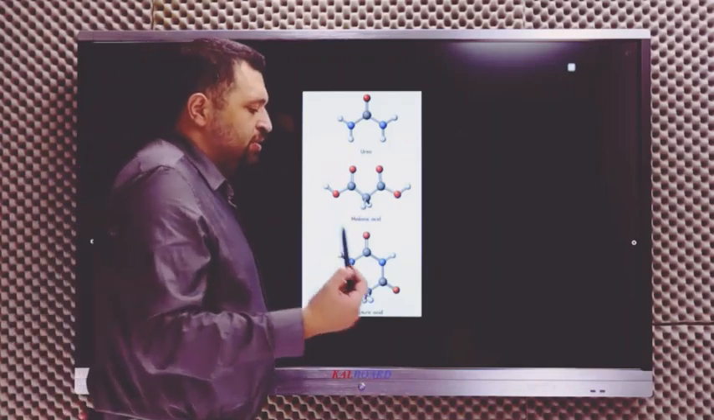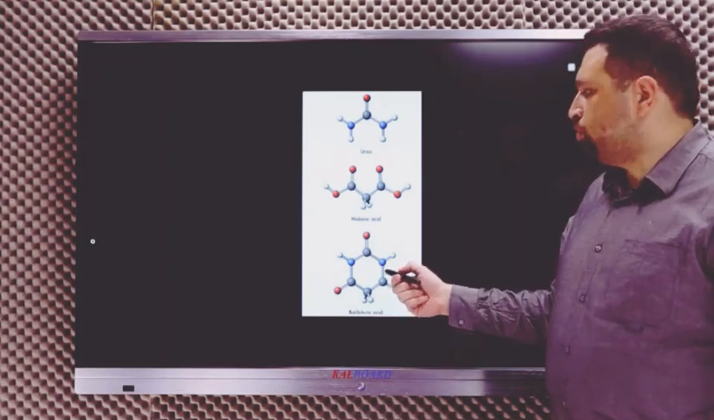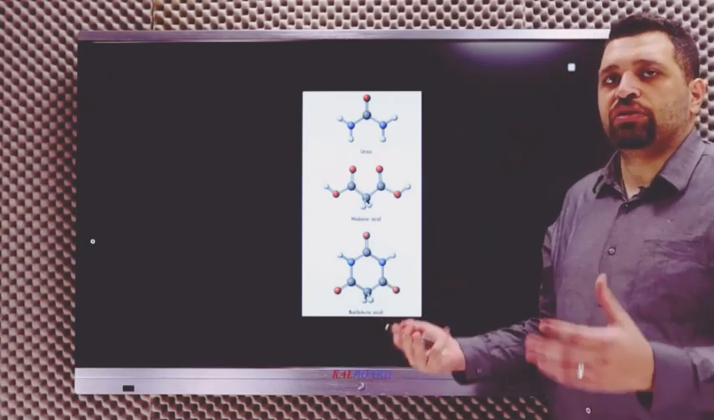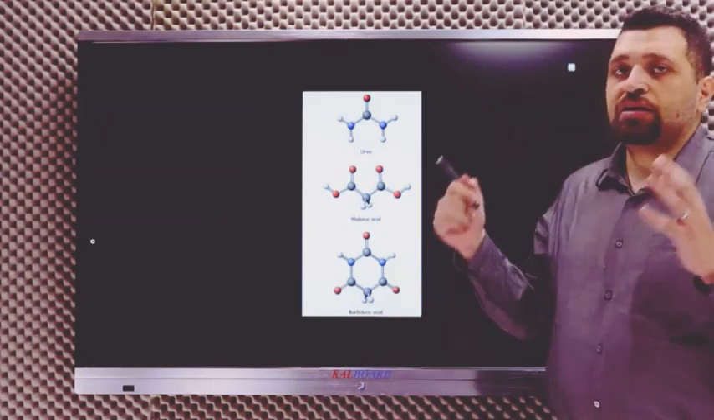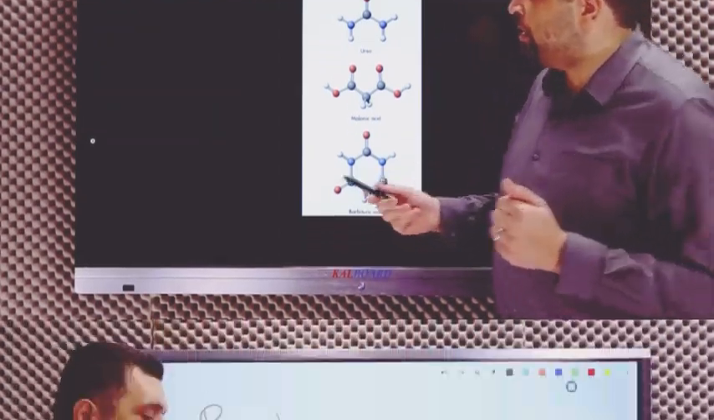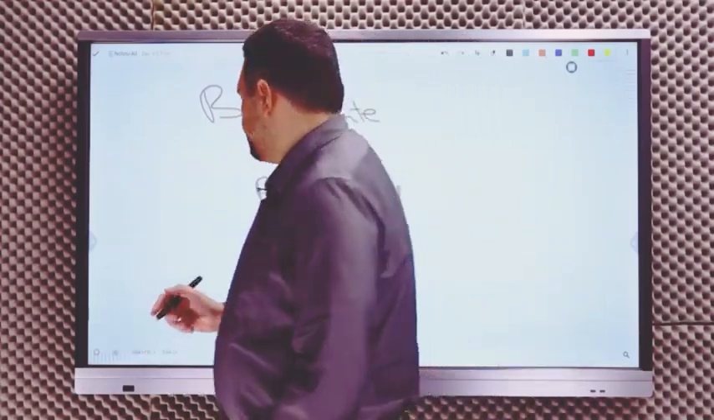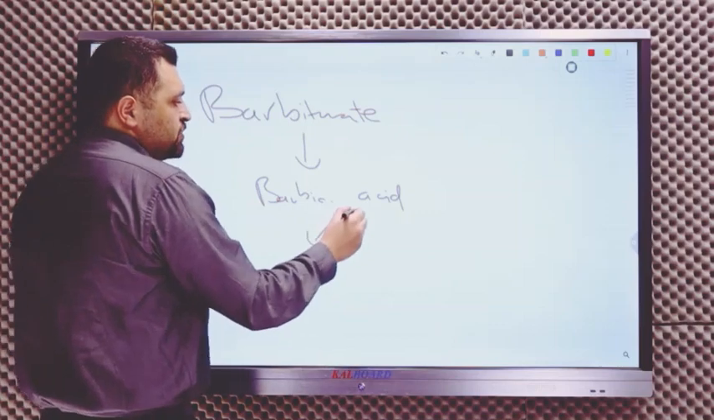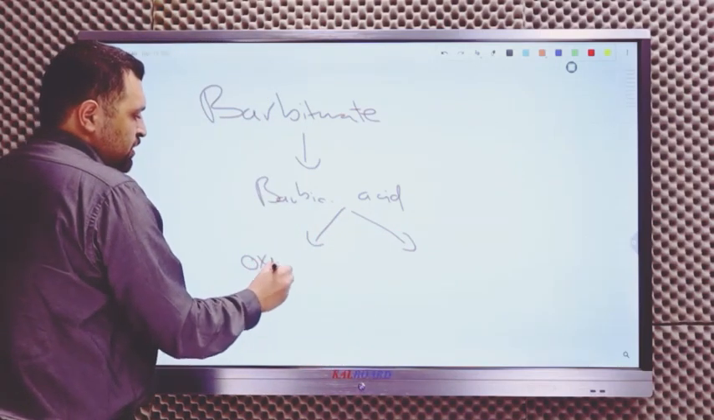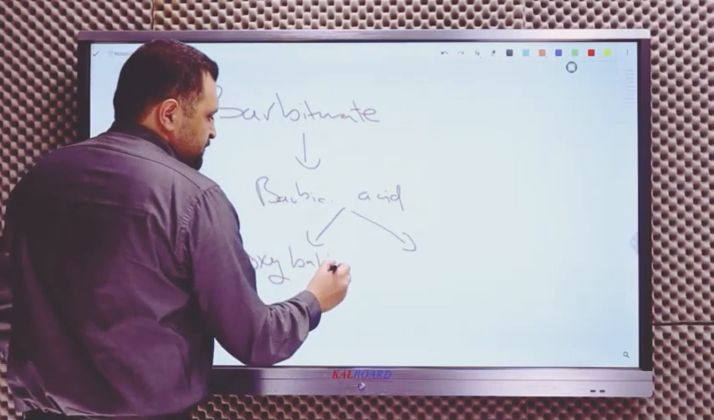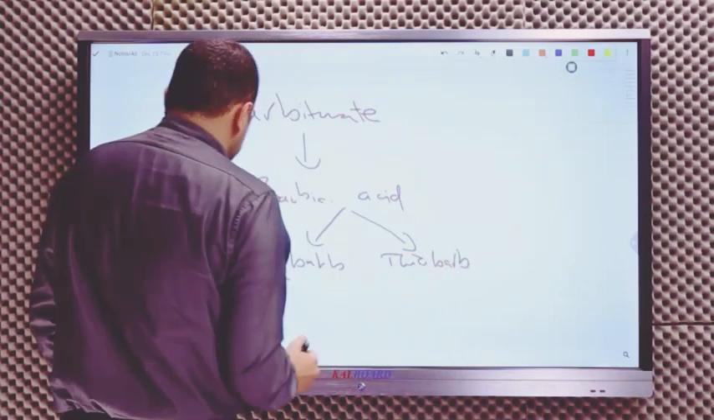So what is the difference between these different barbiturates? It's what we add to this unit. This is the basic unit. What we add above it makes it a specific drug. Now, firstly, types of drugs. The barbiturates consist of 2 families of drugs, oxybarbiturates and thiobarbiturates.